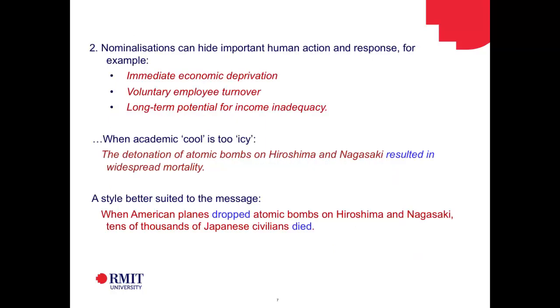Another weakness of nominalisation is that it can hide or underemphasise the impacts of human agency, the negative impacts of human agency. Look at these three examples. They are very cool, they're almost icy. And when we really look to understand what they mean, a great deal of suffering for humans.